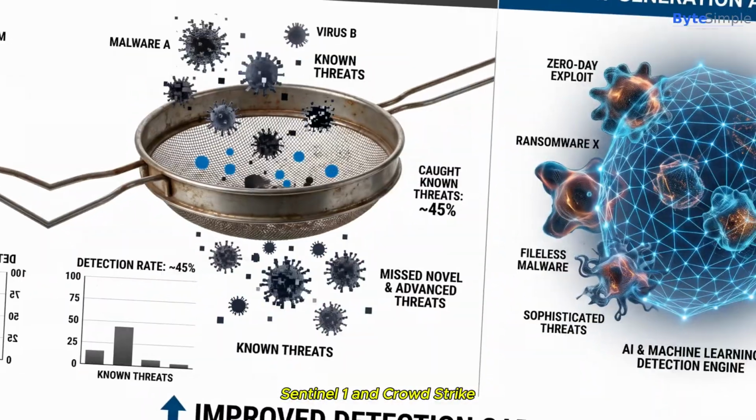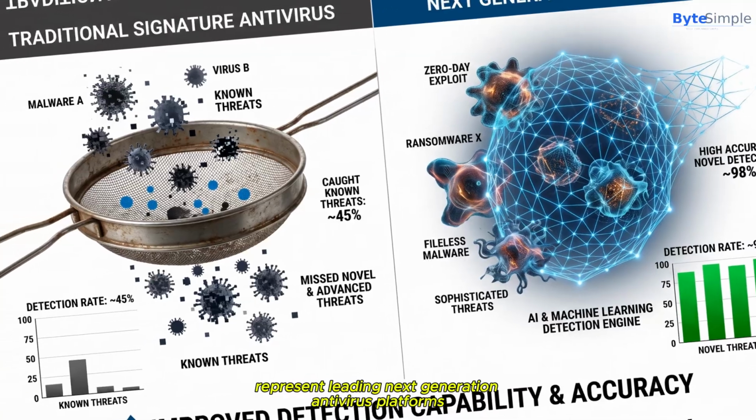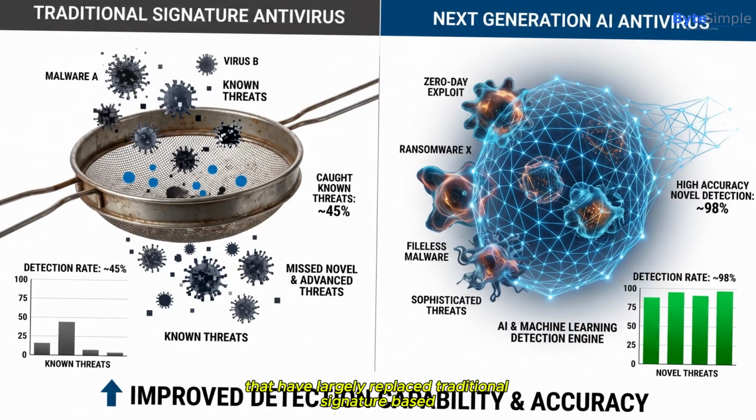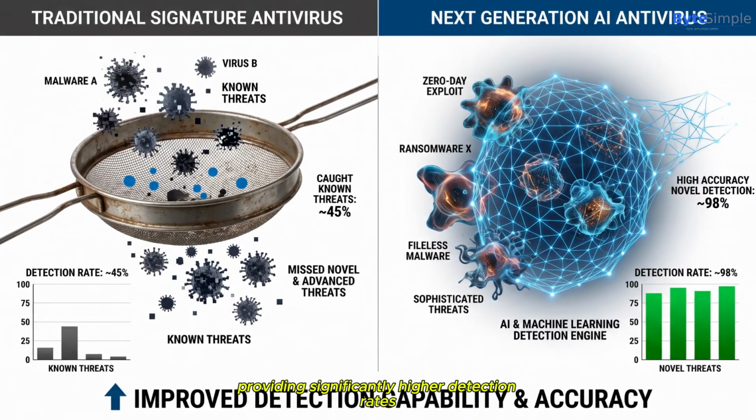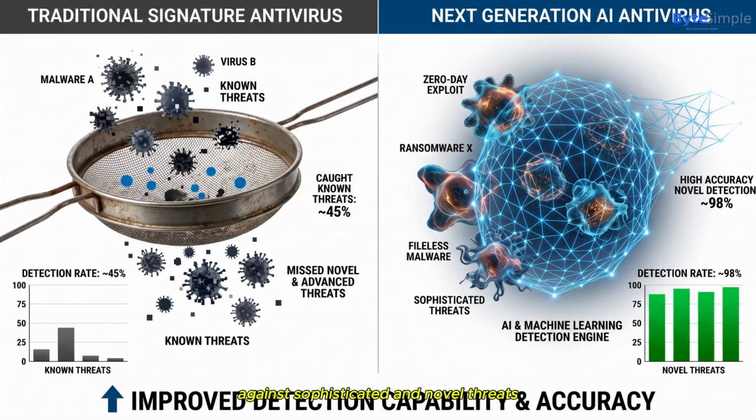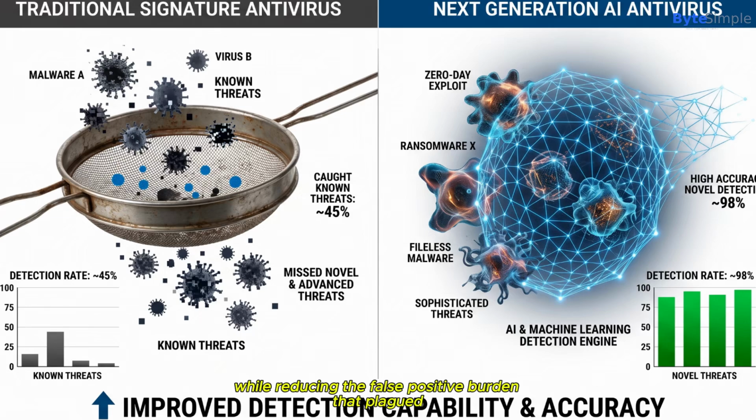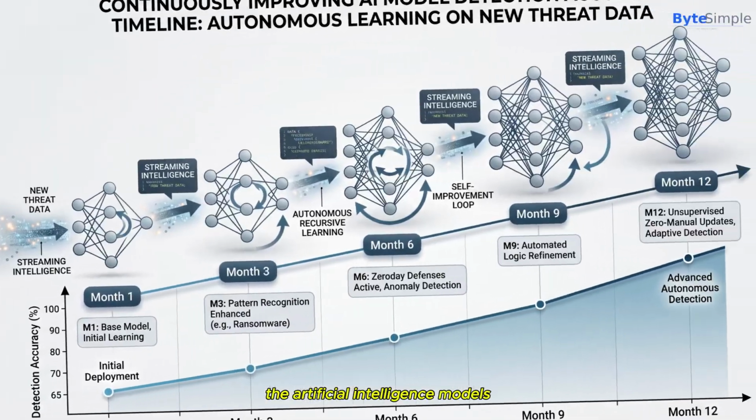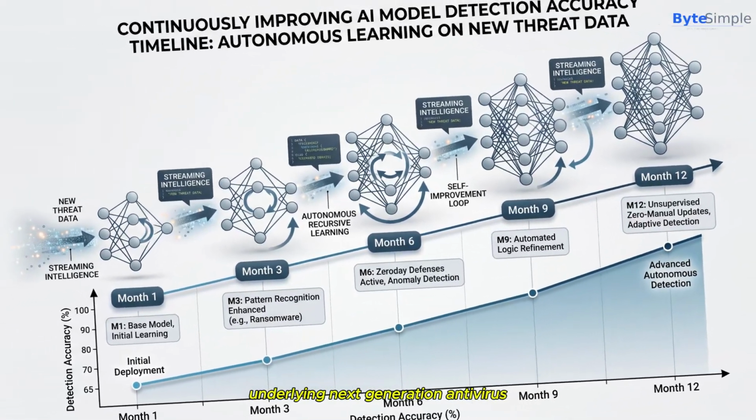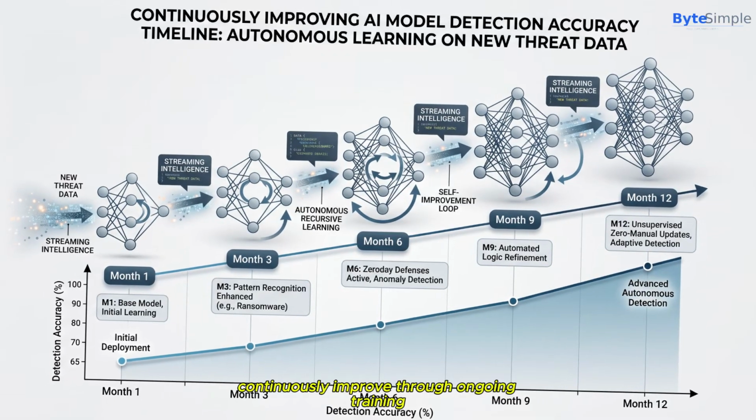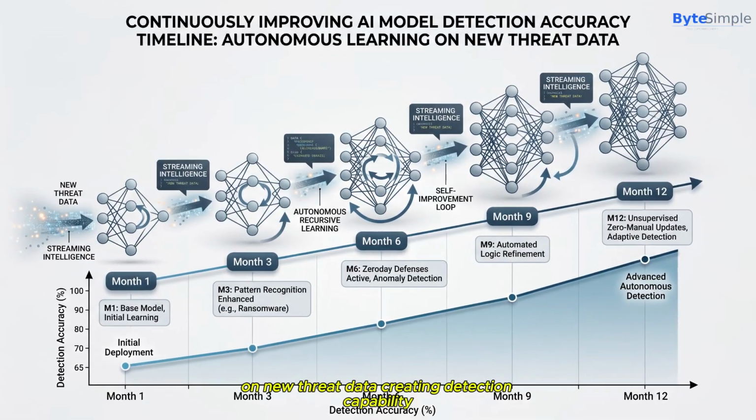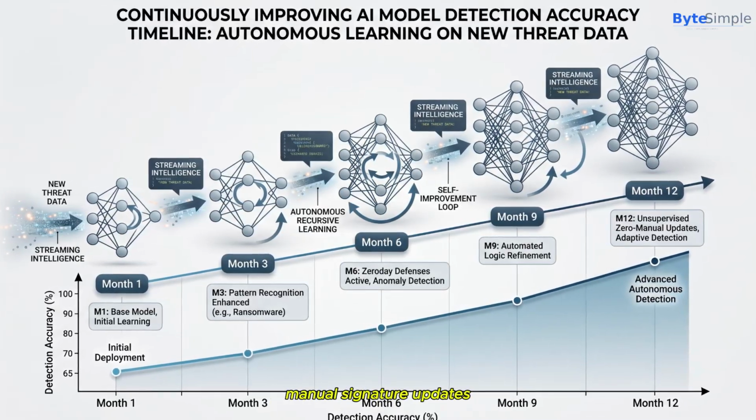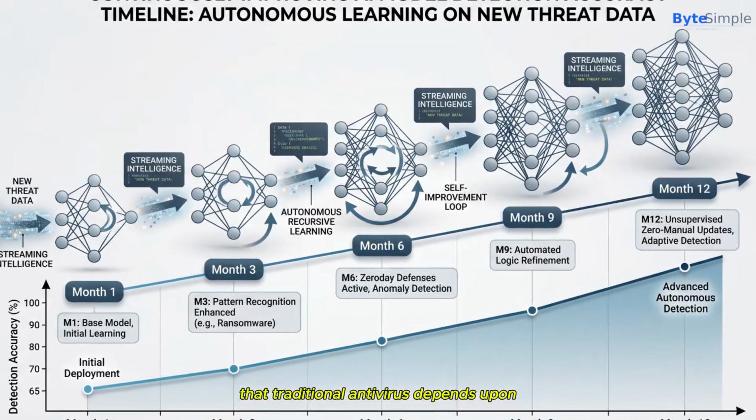capture. SentinelOne and CrowdStrike Falcon represent leading next-generation antivirus platforms that have largely replaced traditional signature-based products in enterprise environments, providing significantly higher detection rates against sophisticated and novel threats while reducing the false positive burden that plagued earlier heuristic systems. The artificial intelligence models underlying next-generation antivirus continuously improve through ongoing training on new threat data, creating detection capability that becomes more sophisticated over time without requiring the constant manual signature updates that traditional antivirus depends upon.